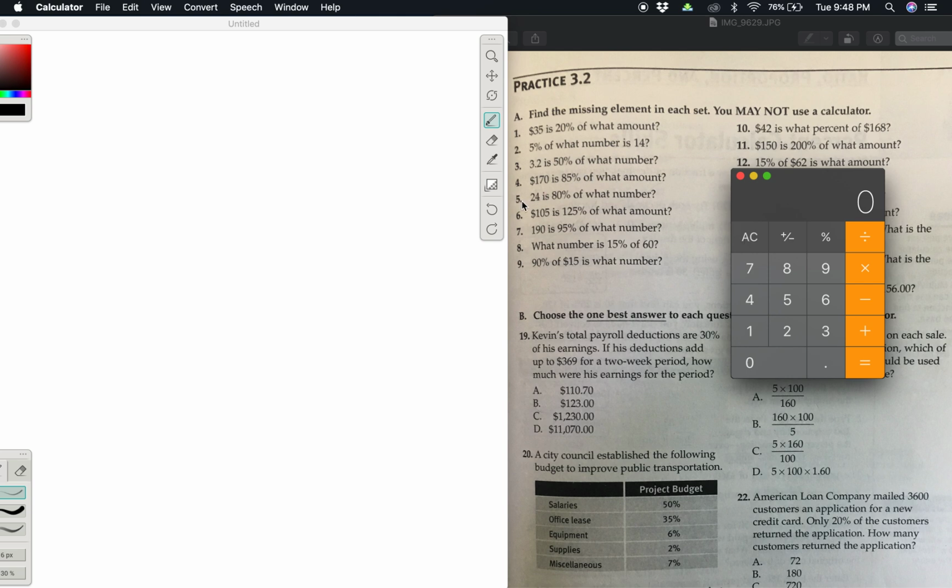Number 5, 24 is 80% of what number? Since we know 24 is 80%, then we know it's the part. Okay, 24 divided by, remember, 0.80 equals 30. So 30 is the number for number 5.